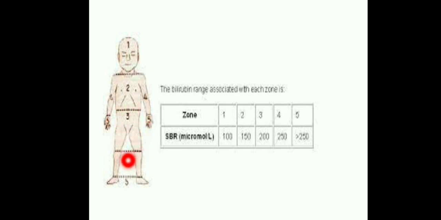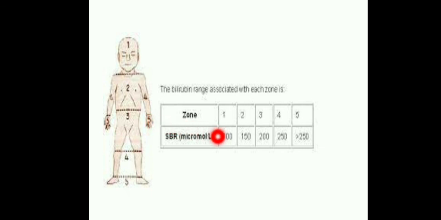The fourth zone is from the knees up to the ankles, and from the upper arm up to the elbow, that also is called the fourth zone. And then the fifth zone is the soles of the feet and the palms, both palms and both feet. This area is called the fifth zone.